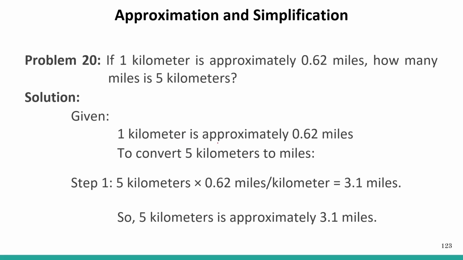So 1 kilometer is approximately 0.62 mile. To convert 5 kilometers, we multiply it by 5. So 3.1 miles is the correct answer.